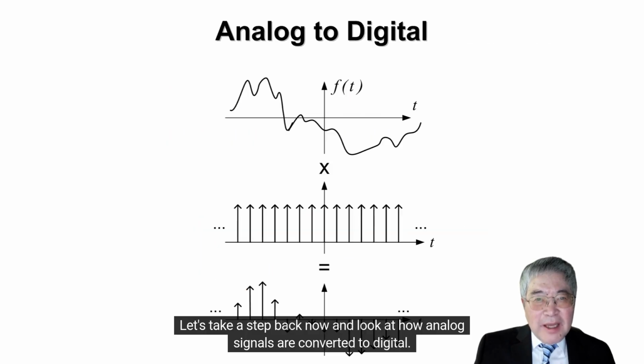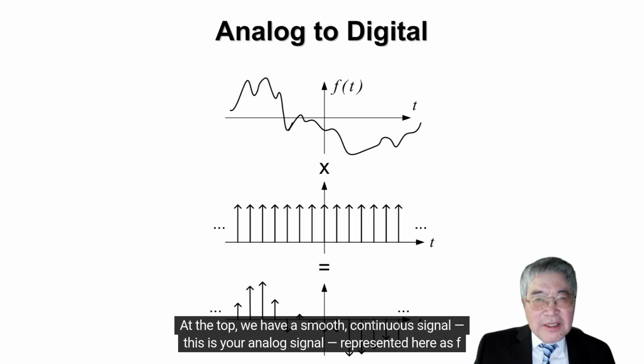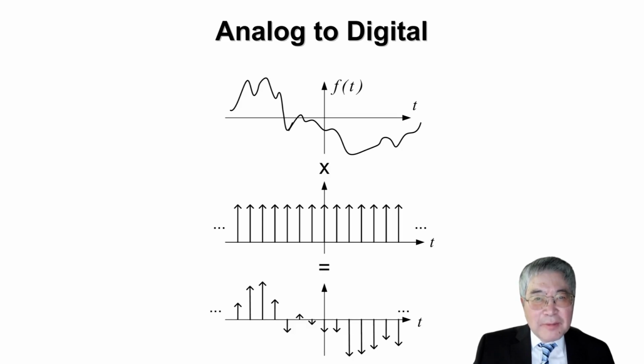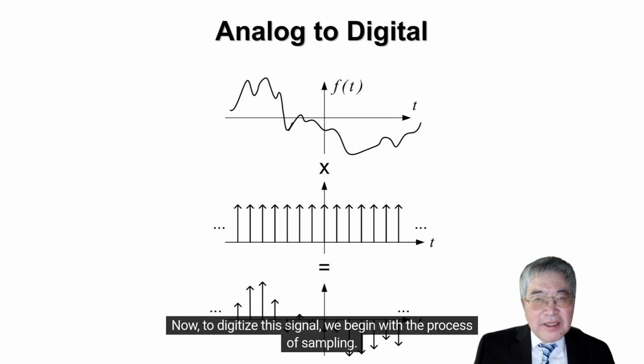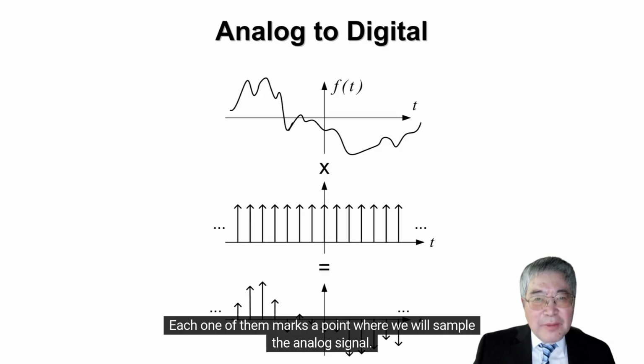Let's take a step back now and look at how analog signals are converted to digital. At the top, we have a smooth, continuous signal. This is your analog signal, represented here as f of t, where t is time. Now, to digitize this signal, we begin with the process of sampling. In the middle plot, you see a train of delta functions. These are evenly spaced impulses in time. Each one of them marks a point where we will sample the analog signal.